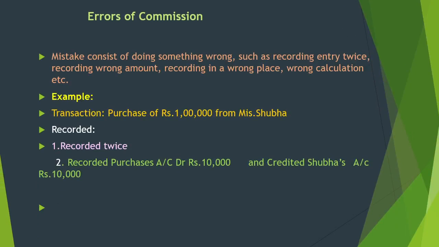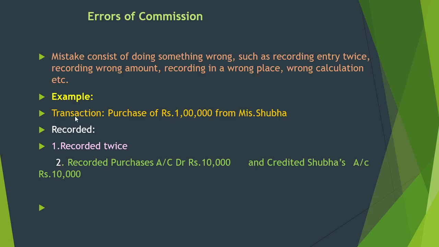Errors of commission are the opposite of errors of omission. Here they record the transaction but in a wrong way. So here the mistake consists of doing something wrong, such as recording an entry twice, recording a wrong entry, recording in a wrong place, or wrong calculations. So this wrong way may be either entering twice, or recording a wrong amount, recording in a wrong place or wrong calculation.